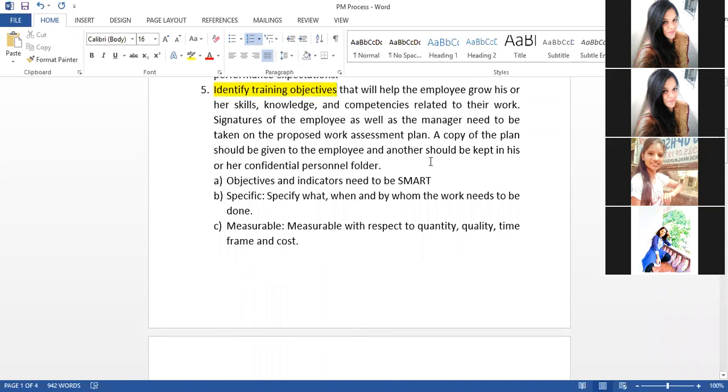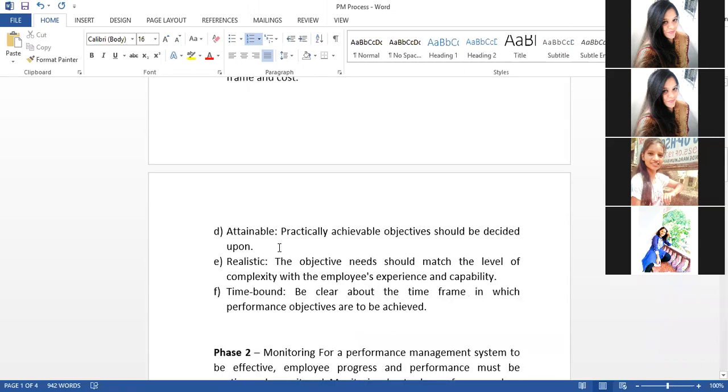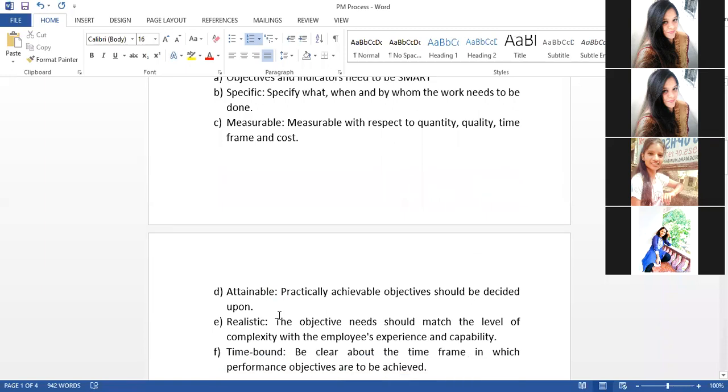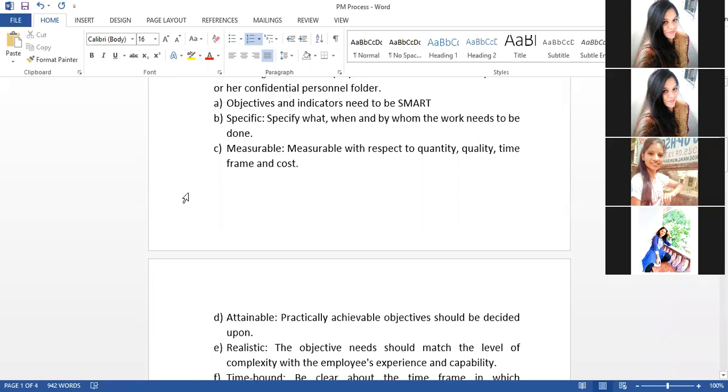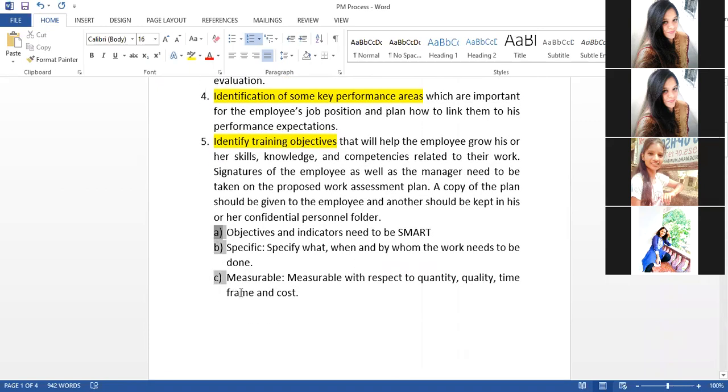All right. Here it is mentioned that the objectives that are set should be realistic. It should be specific, measurable. It should be basically SMART. And let us see how. Okay, Shruti, you can read from here.